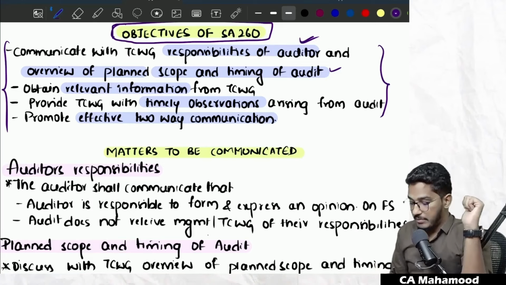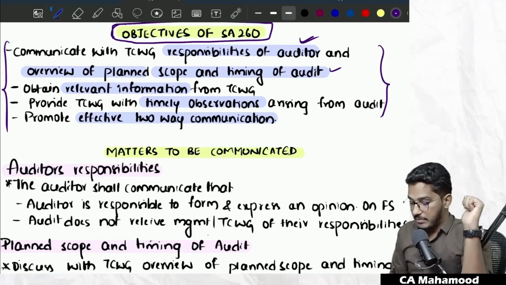Number two, whatever other information you feel is relevant for carrying on the audit, it is also your responsibility to obtain that relevant information from those charged with governance. And whatever observations arise from the audit, you have to communicate those observations to those charged with governance, and that too on a timely basis.